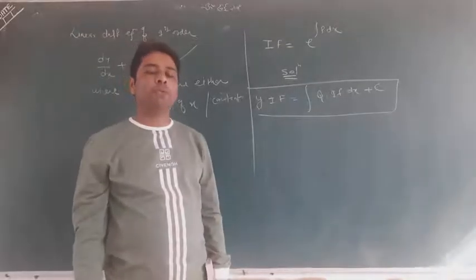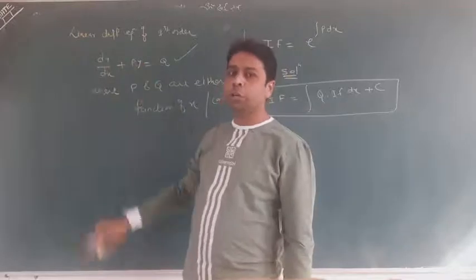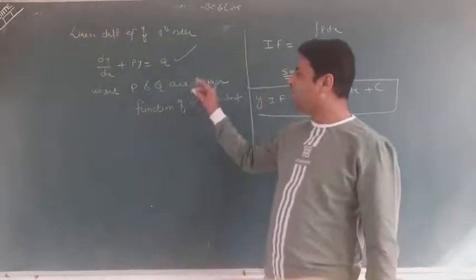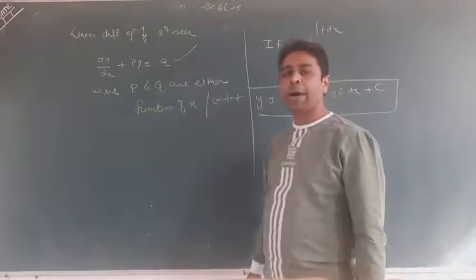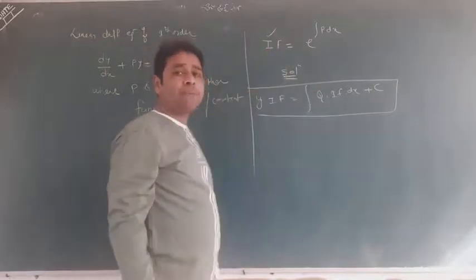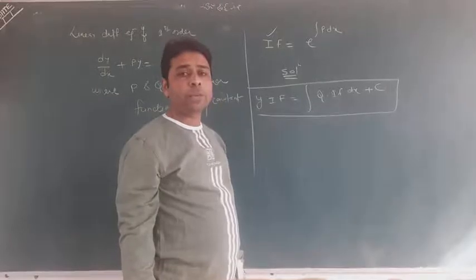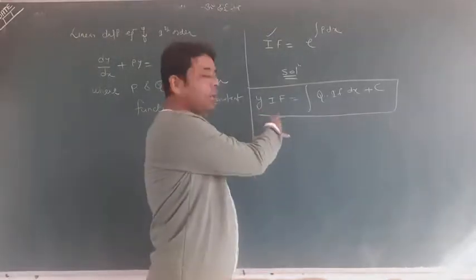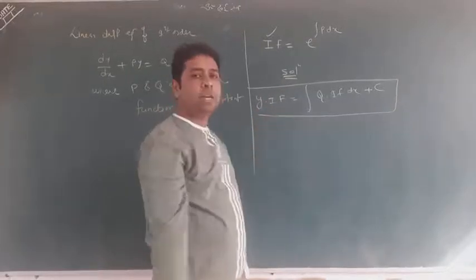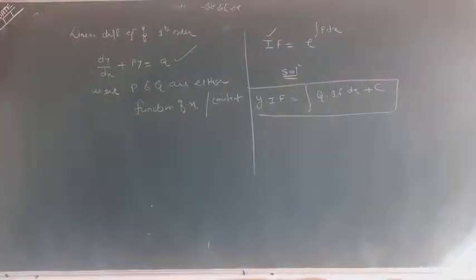So first of all, if your equation looks like that, you judge p and q. You first find the values of p and q, which will be either function of x or constant. Then second, find the IF, called the integrating factor, which is equal to e to the power integration p dx, and then you will have the solution: y into IF equal to integration q into IF dx plus c. This is the only method I have told you.